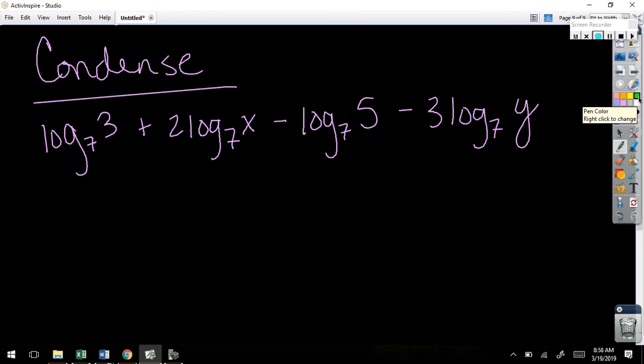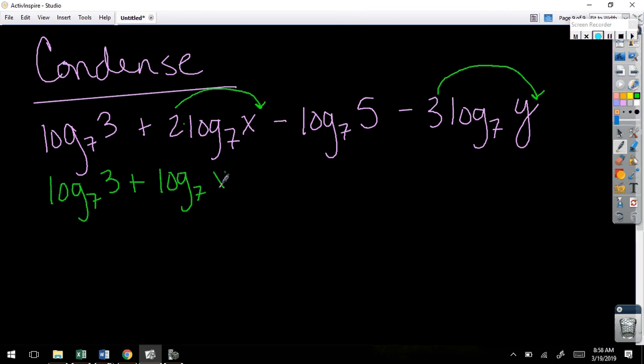All right, let's start with all the power products that we see. In other words, numbers in front being multiplied. Let's just rewrite with that power property. So log base 7 of 3 plus log base 7 of x squared. Does that confuse anyone? All I did was bring the exponents around.